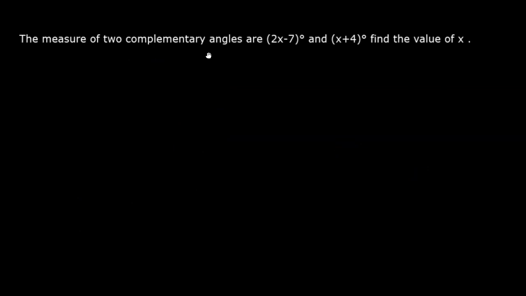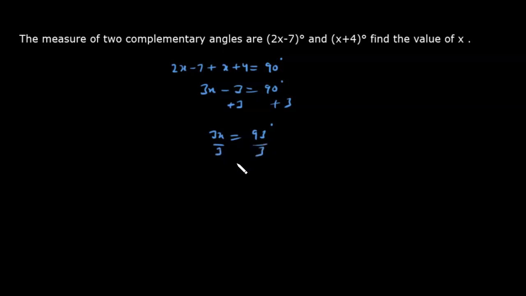The measures of two complementary angles are 2x minus 7 degrees and x plus 4 degrees. Find the value of x. That means these two angles are complementary angles. So we just have to add these two angles and their sum is 90 degrees. Adding 3 to both the sides. Dividing both the sides by 3. So x is 31 degrees.